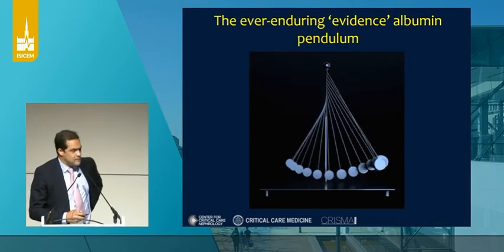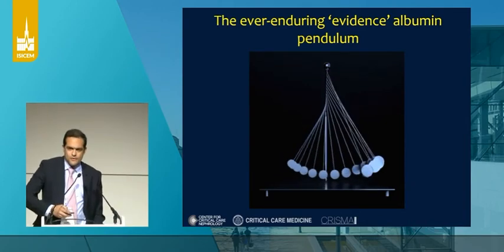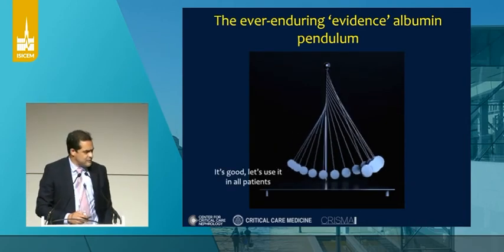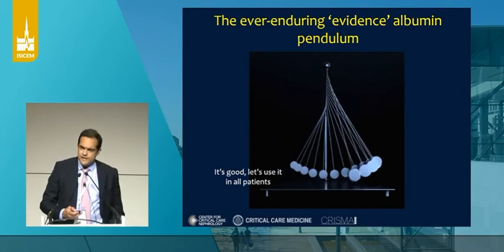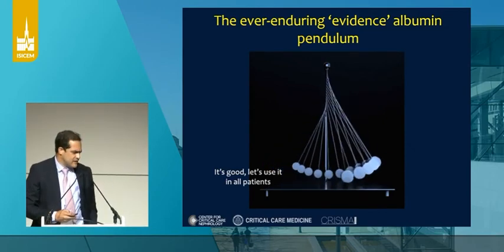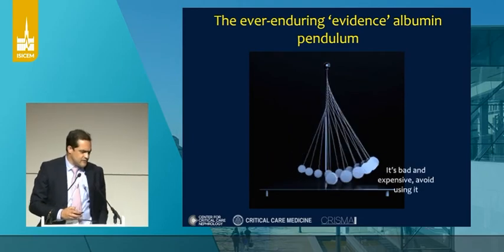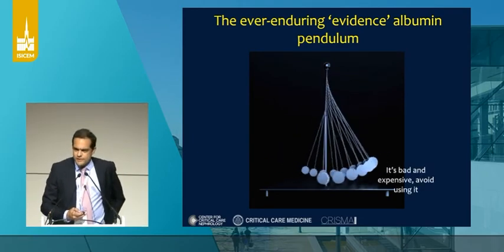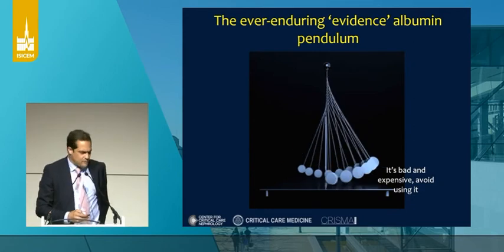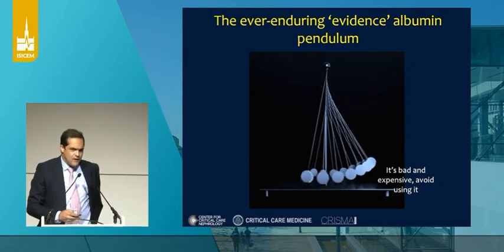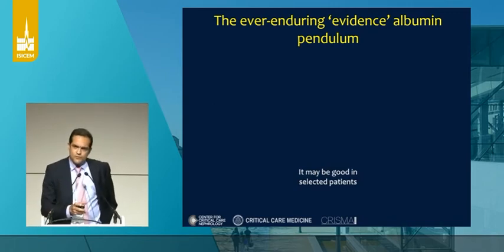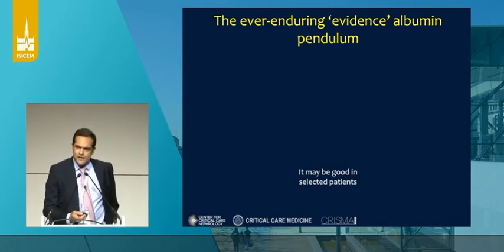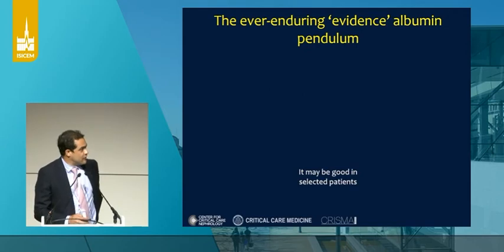Well, the pendulum of evidence, as you've heard throughout the afternoon, in albumin has been similar. It started with a lot of enthusiasm when it became available in the 40s. Then it fell in disgrace with a famous meta-analysis in the British Medical Journal suggesting that there was harm. And then after the SAFE trial, we have sort of settled into this midpoint where we're trying to find out which is the right population to give it to, as you've heard throughout the afternoon.